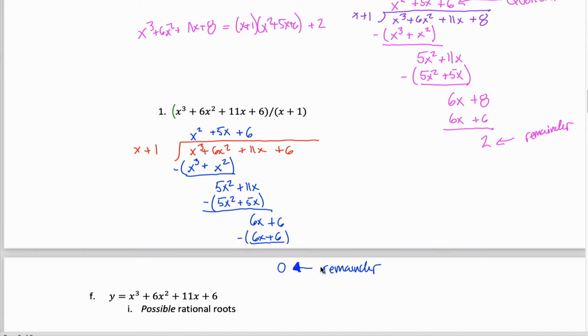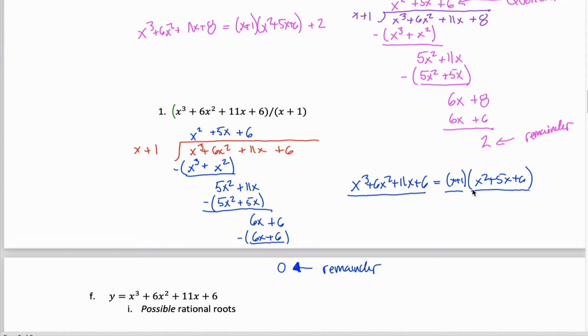A remainder of 0 is really important because what a remainder of 0 tells you is your polynomial x cubed plus 6x squared plus 11x plus 6, in this case, can be written as x plus 1 times x squared plus 5x plus 6. Essentially what I'm doing is I'm taking the unfactored form of a polynomial and I'm writing that as a product of two polynomials. I'm beginning to factor this thing.